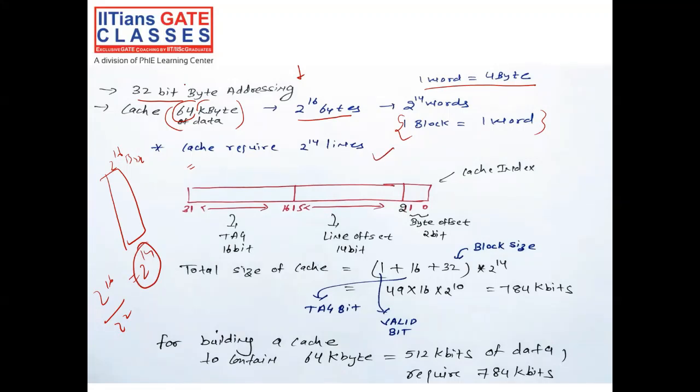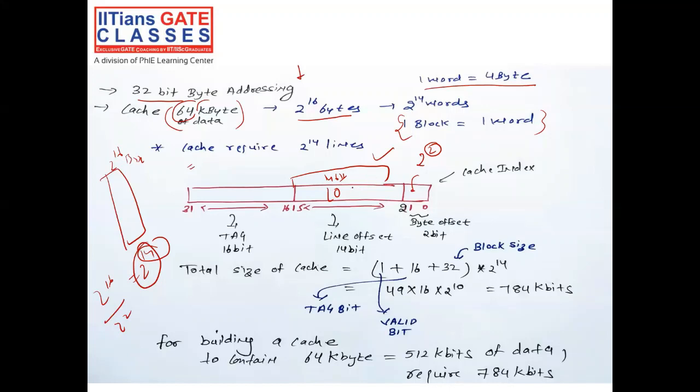So the CPU is generating a 32-bit address request, right? To select the block in the cache memory, how many bits are required? 14 bits. So this part is 14 bits; this is the line offset, right? And 4 bytes exist in the block. So how many bits are required to select the byte? 2 bits are required, because 4 bytes means 2 raised to the power 2. So 2 bits are required to select the byte inside the block, right? So 14 plus 2, 16 is done.